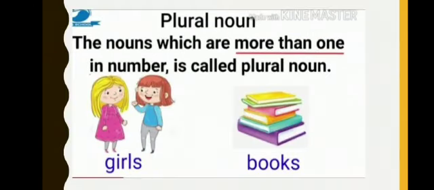What is a plural noun? The nouns which are more than one in number are called plural nouns. Girls and books are plural nouns because they are more than one in number.